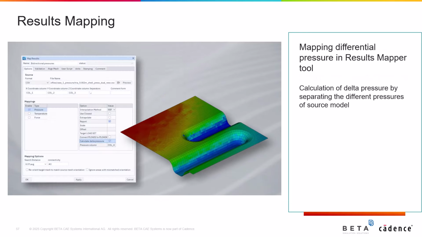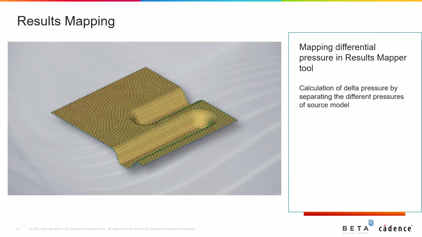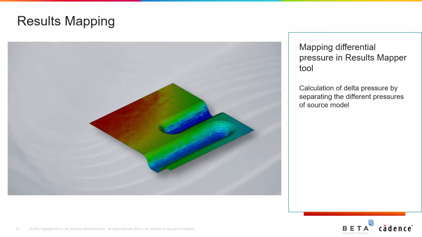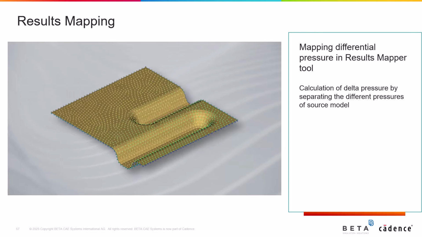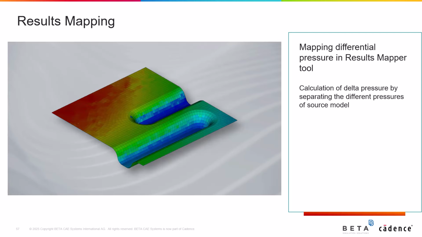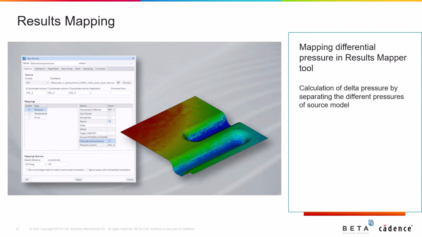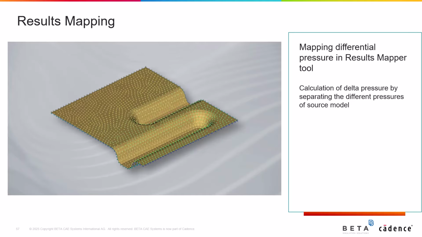Moving on, the Results Mapper tool now includes a new option to calculate delta pressure for pressure mappings. This addition enables the tool to differentiate between the various pressures in the source model. By different pressures, we refer to scenarios where pressure is applied on both sides of the elements.